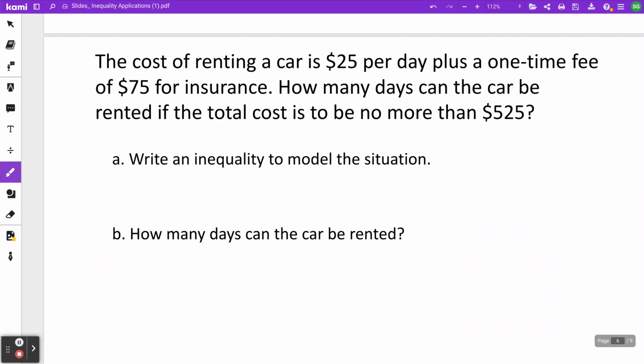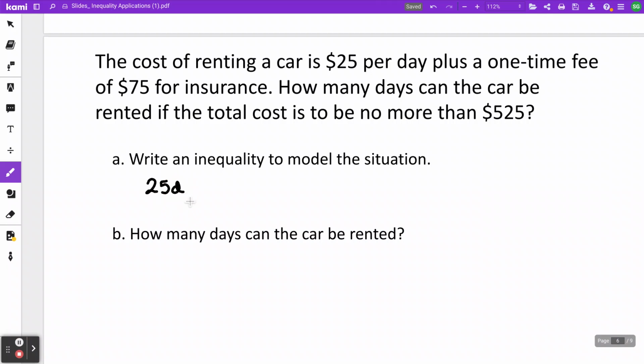When we go to write this inequality, I'm thinking about what is going towards the cost. So the first thing I have to pay is that $25 for each day. And then I also have to pay a one-time fee of $75. So I'm paying $25, but I'm paying that every single day I have the car. So that $25 is not a one-time fee. I would pay that times the number of days I have my car. So that's where a variable comes in. I might use the letter D, and I'll describe in a moment what D represents.